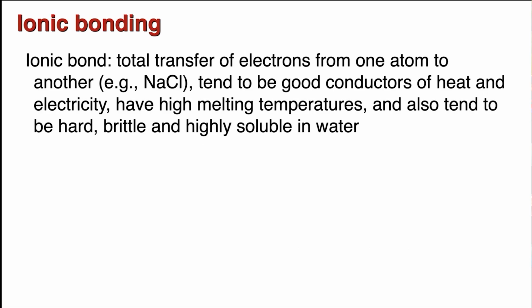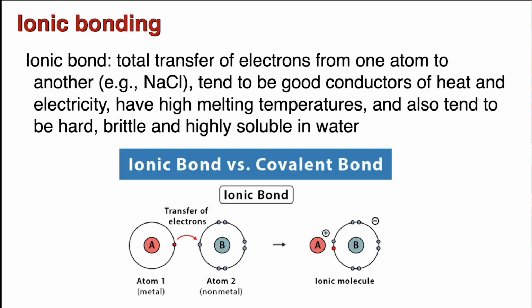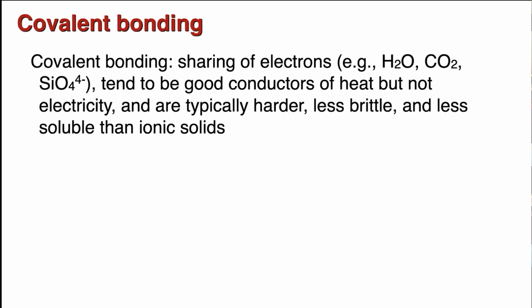So in an ionic bond, in a pure ionic bond, there's a total transfer of electrons from one atom to the other. And so that's depicted in this diagram where we have a metal atom that wants to give up its electron to go to the non-metal. And then we end up with an ionic molecule where the electron is mostly sitting around the anion and not around the cation. In covalent bonding, there's more of a mutual sharing of electrons.